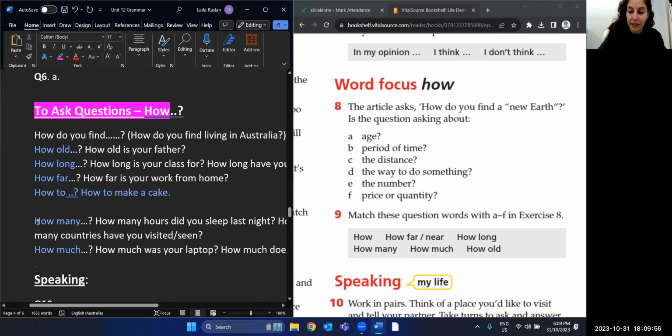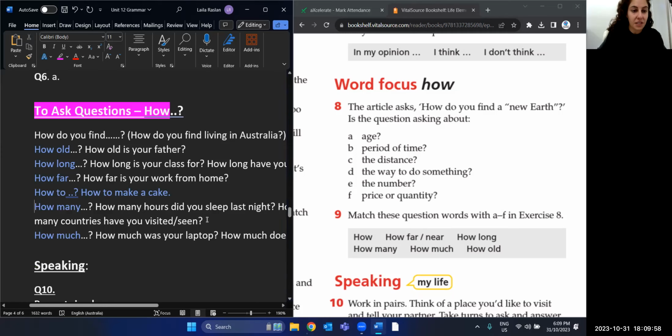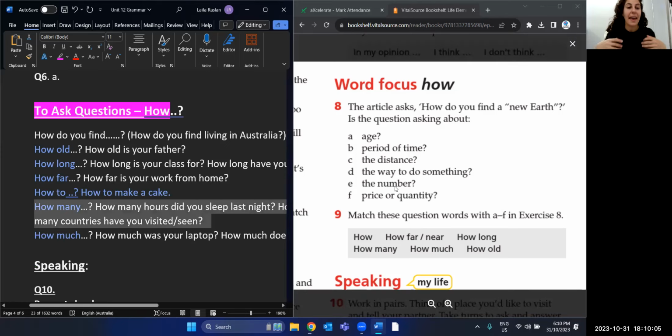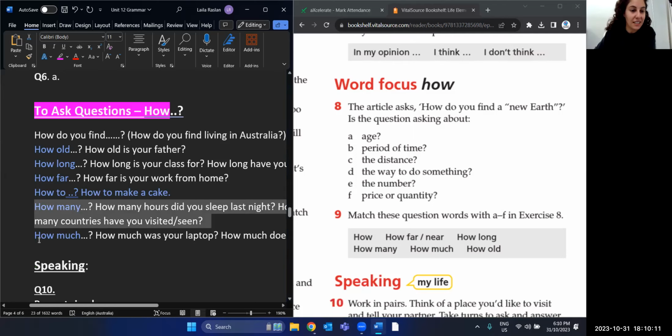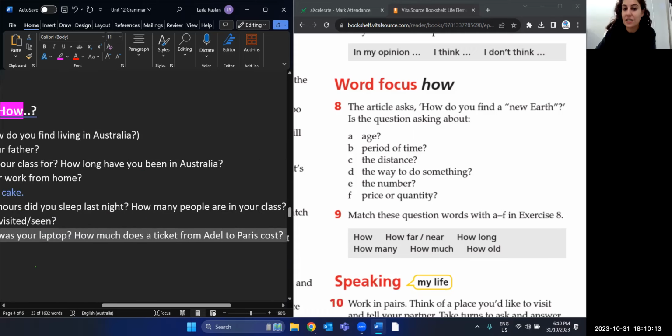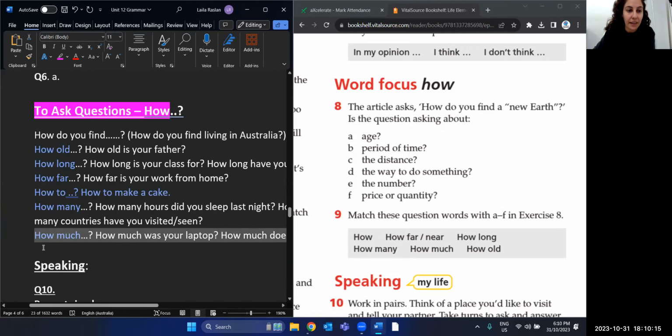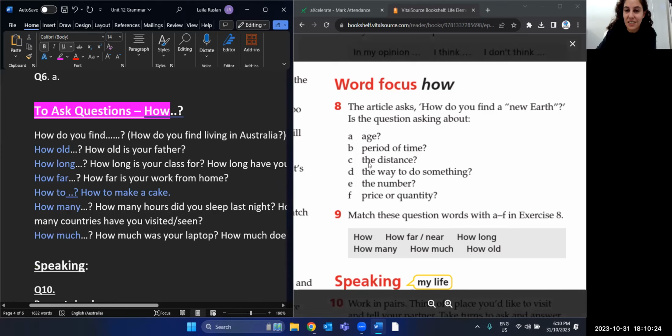It could be asking about a number. So for example, how many hours did you sleep last night? How many countries did you visit? Where the answer is going to be a number. How many siblings, sisters and brothers do you have? Or it could be about the price or quantity. So how much did your iPhone cost you? How much did the ticket cost you? Yeah, so all questions using how.